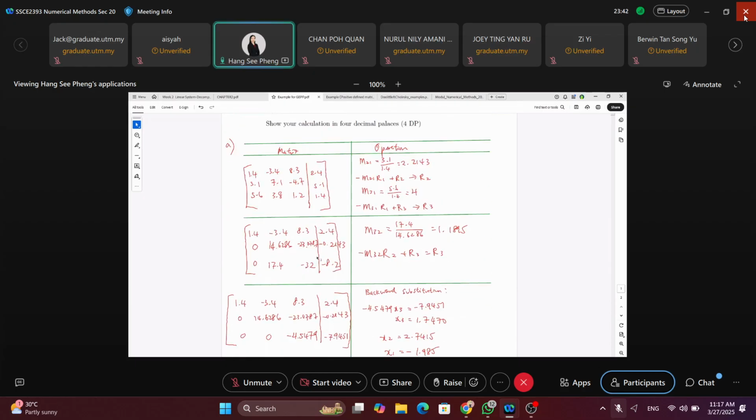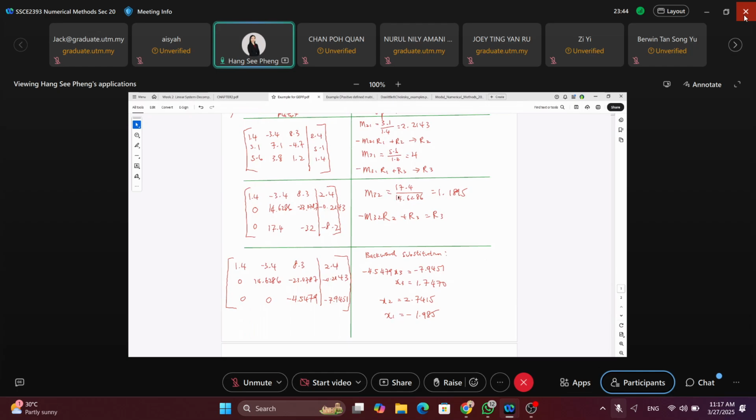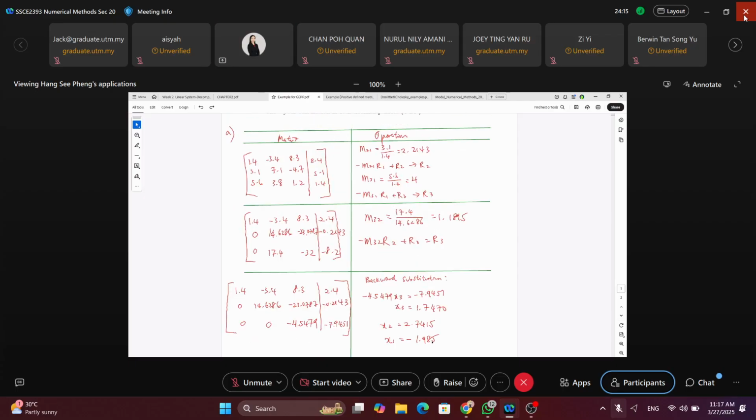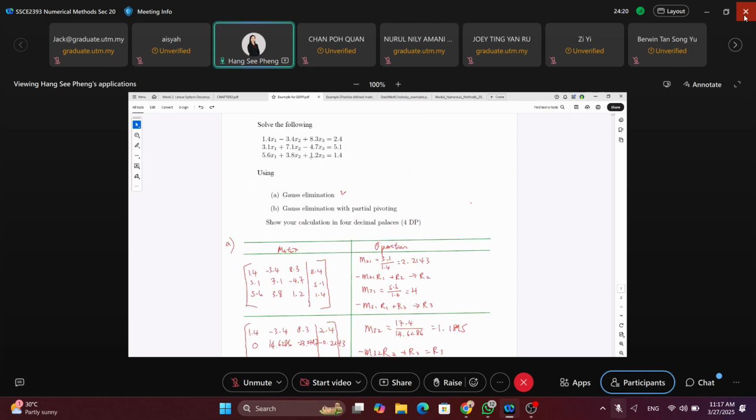So just one table to show the operations. Or maybe some of you prefer to do it differently, also no problem. If you prefer to use the matrix and arrows, then you say you perform the operations M21 R1 plus R2, minus M31 R1 plus R3, and then you get another matrix, and then another matrix, no problem. Or you can put it into a table. So this is Gauss elimination, solving the given system of linear equations.